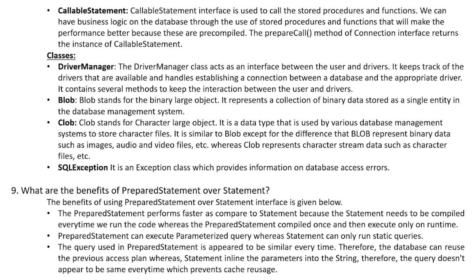Blob. Blob stands for binary large object. It represents a collection of binary data stored as a single entity in the database management system. Clob. Clob stands for character large object. It is a data type that is used by various database management systems to store character files. It is similar to Blob except for the difference that Blob represents binary data such as images, audio and video files, etc., whereas Clob represents character stream data such as character files, etc.